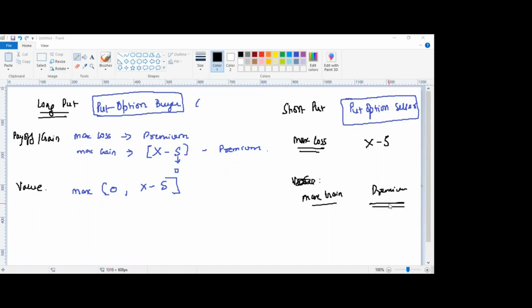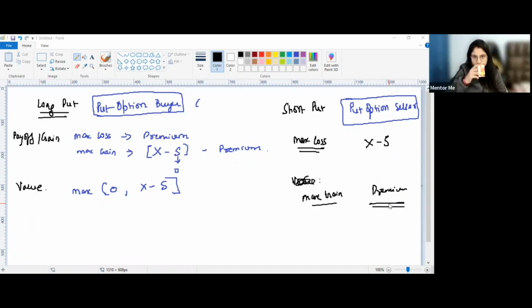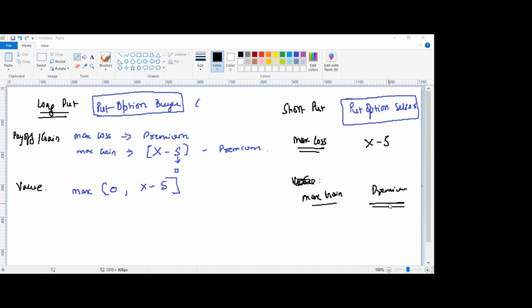यही कुछ नेट चीजें हो सकती है। नेट टर्म के हिसाब से, नेट लॉस के हिसाब से देखेंगे तो लाइक मैक्स लॉस विल बी X minus S plus premium ना। Yes, yes, yes. Because X minus S is just the gross loss that you're talking about.